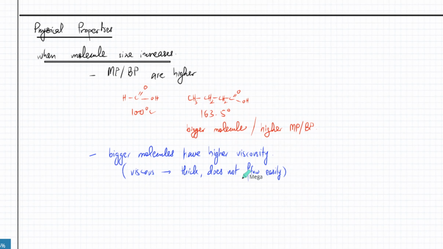Or if you have petrol, you would see that it would be just like water. So as the thickness increases, the oil becomes thicker and thicker. The hydrocarbons become thicker and thicker. Bigger molecules are more viscous.